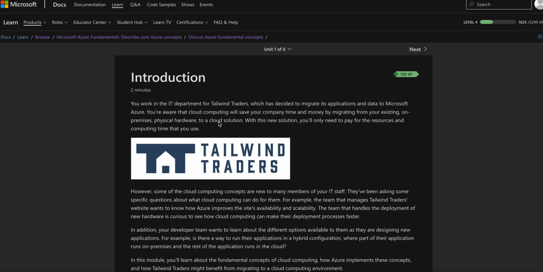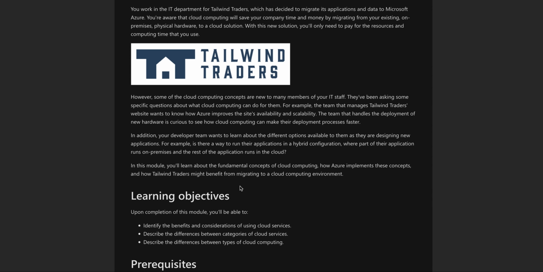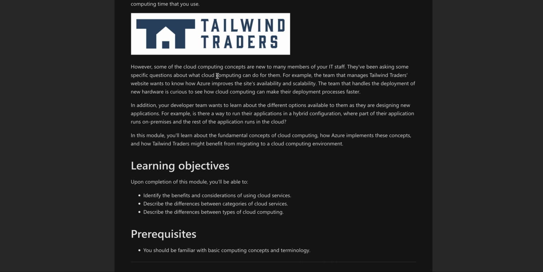You're aware that cloud computing will save your company time and money by migrating from existing on-premises physical hardware to a cloud solution. With this new solution, you'll only need to pay for the resources and computing that you use. However, some of the cloud computing concepts are new to many of your IT staff. They have been asking some specific questions about what cloud computing can do for them.